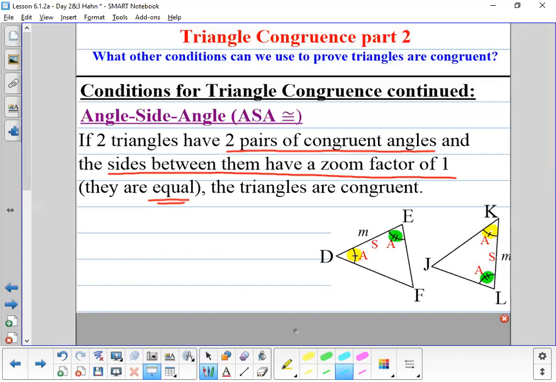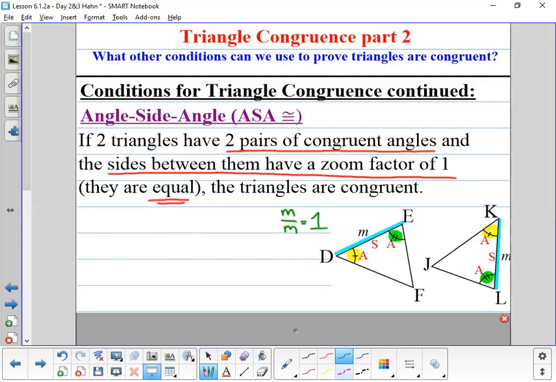Side length DE has a length of M. Even though it's not a number, I know that it's going to be equal to KL because they have the same variable, M. So I don't know exactly what that number is, but since those are marked with the same variable, M, they are going to be equal to each other. They're going to have a zoom factor of 1. Because if I do M divided by M, that's going to give me my zoom factor. And no matter what number M is, it will reduce down to 1.